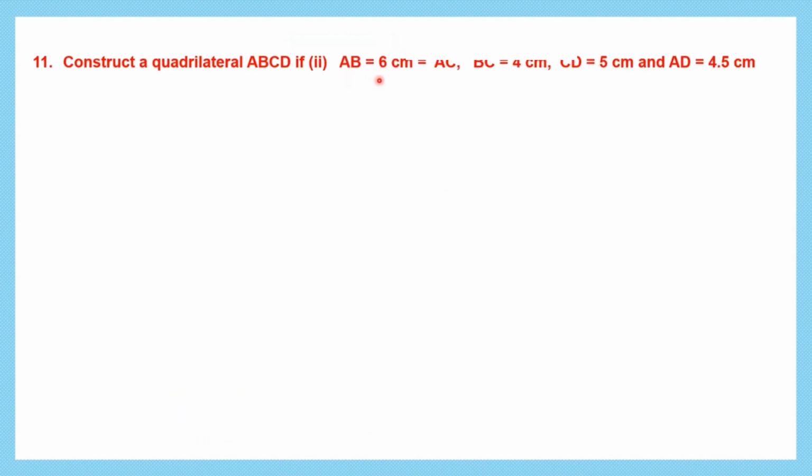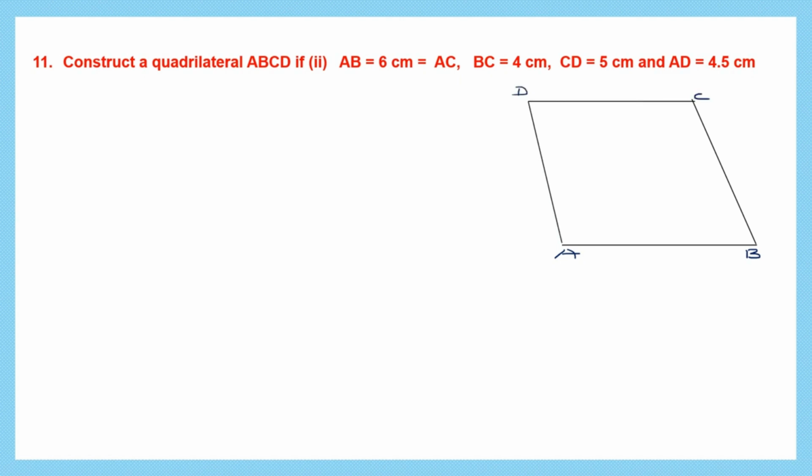Question 2, we have all these measurements given to us. Let's follow and draw a quadrilateral. AB is 6 centimeters and that is equal to AC. BC is given, CD and AD. So let's draw a quadrilateral with base AB first. So we have AB here and let's draw all other sides also. And then we have BC, we have CD and then we have DA. So this is a rough figure.